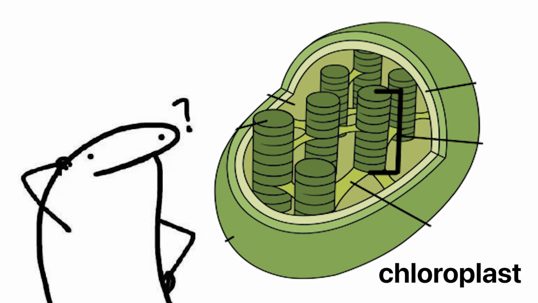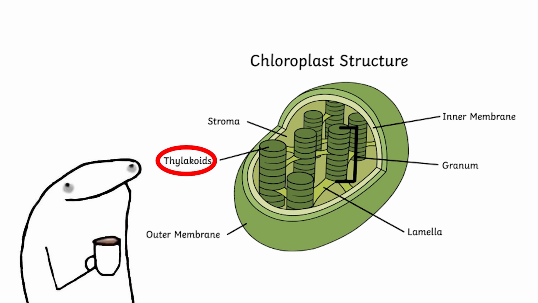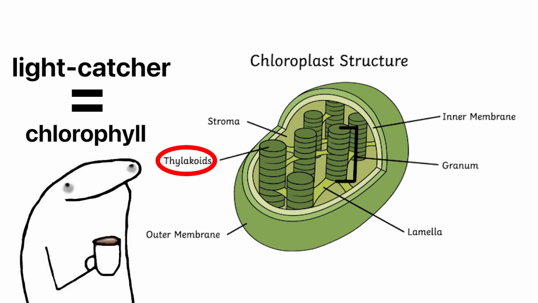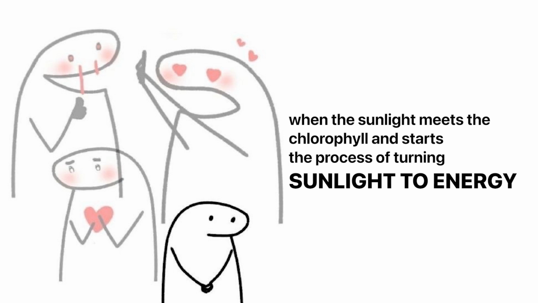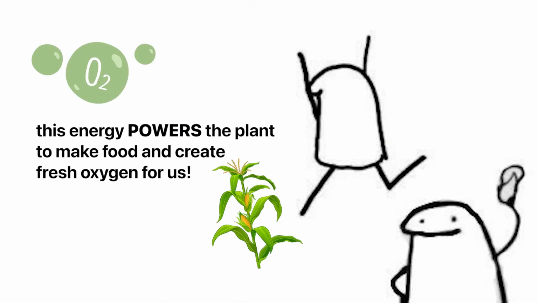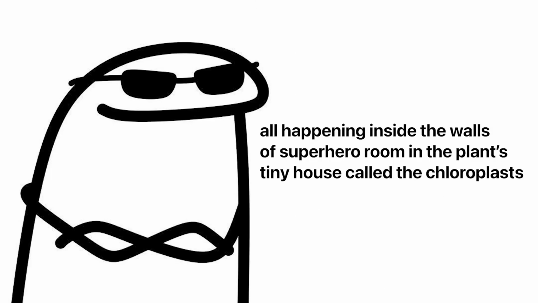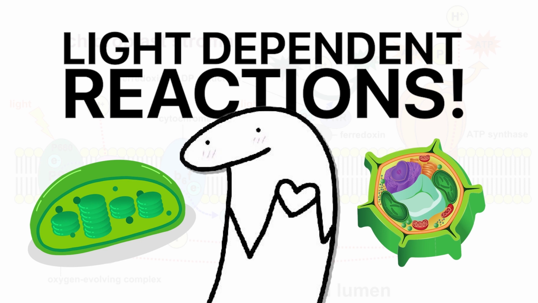Picture the chloroplast as a tiny house with a special room called the thylakoid membrane. Inside the walls of the room, there's a green machine called chlorophyll, which acts as a sun catcher. When sunlight meets the chlorophyll, it starts the amazing process of turning sunlight into energy. This energy powers the plant to make food and create fresh oxygen for us, all happening inside the walls of the superhero room in the plant's tiny house called the chloroplast. And they use the process light-dependent reaction to do this.